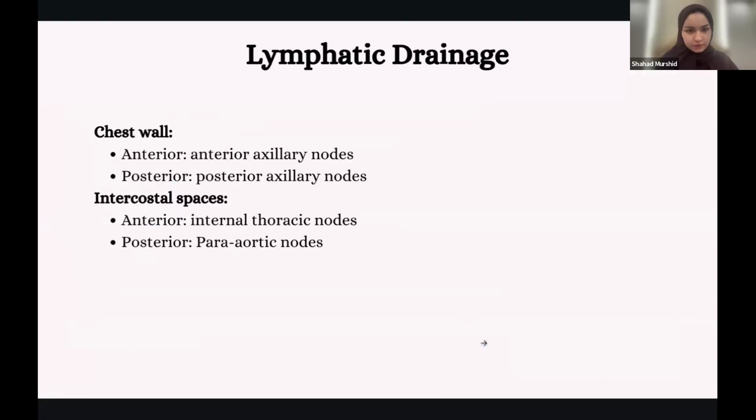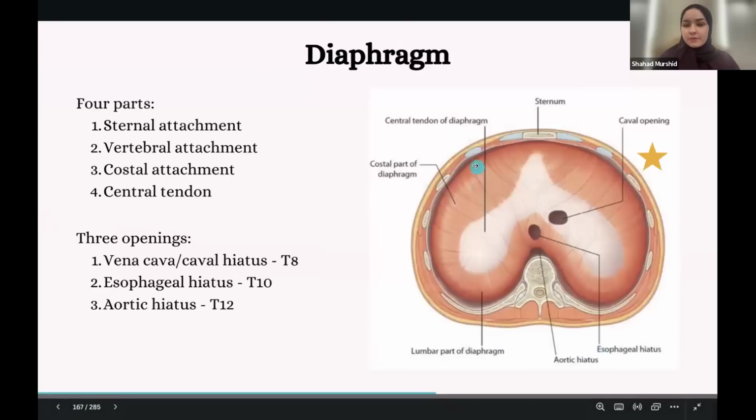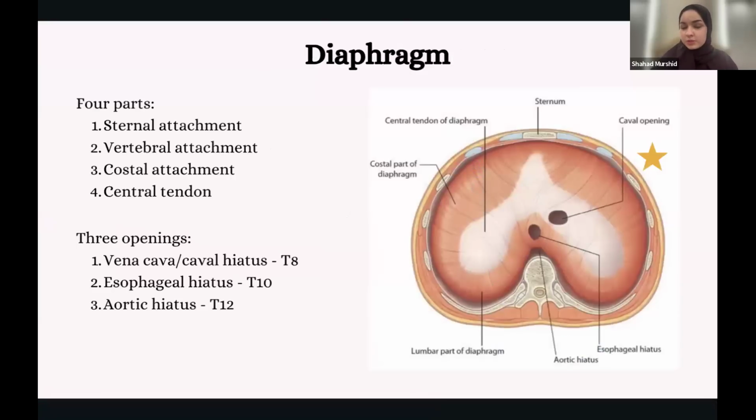Okay, that's it for the lymphatic drainage. And now for the diaphragm. This part is very, very important for your OSPE. As I said, the other part might be more important for your MCQs, but this is very important for your OSPE. You need to know how to identify each part of the diaphragm and all of the openings.